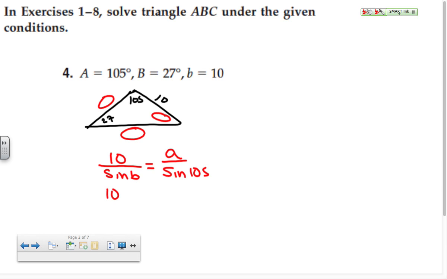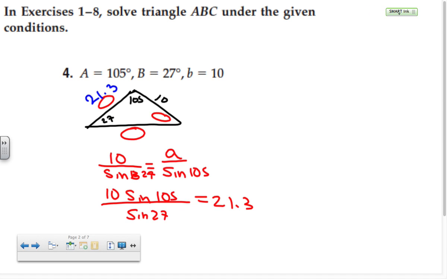So I end up with 10 sine 105 divided by sine B, sorry, I should have written this in, that was 27, divided by sine 27. And all I did was multiply both sides by sine of 105. I put that all in my calculator, and I end up with a equals 21.3. Okay, that's the first one. So I have this one here, I have 21.3.